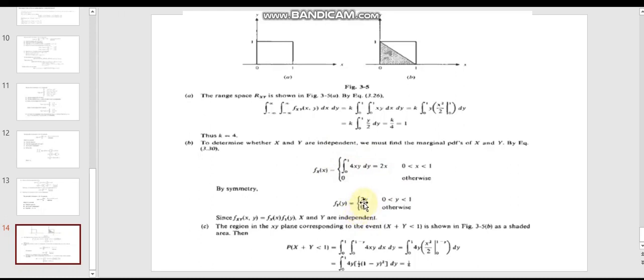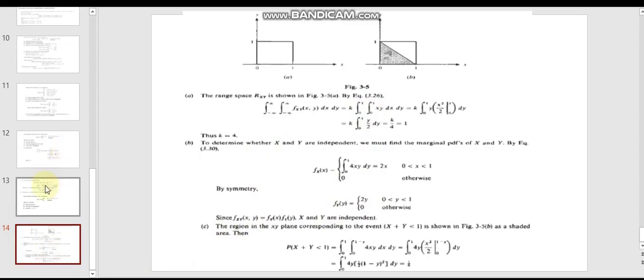So if I take the product of the marginal PDFs of x and y, it should be equal to the joint PDF of x and y, which is obvious: 2 multiplied by 2 is equal to 4, and 2x multiplied by 2y is equal to 4xy, which is equal to the joint PDF of x and y. So I can say that x and y are independent.